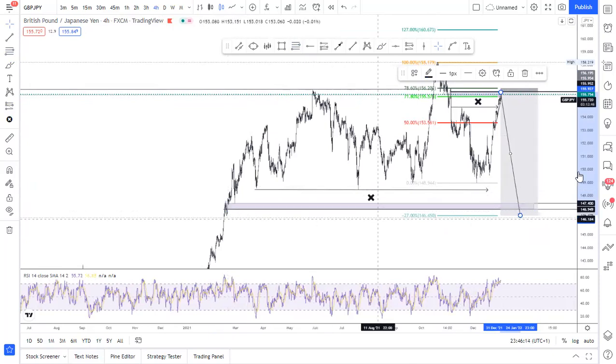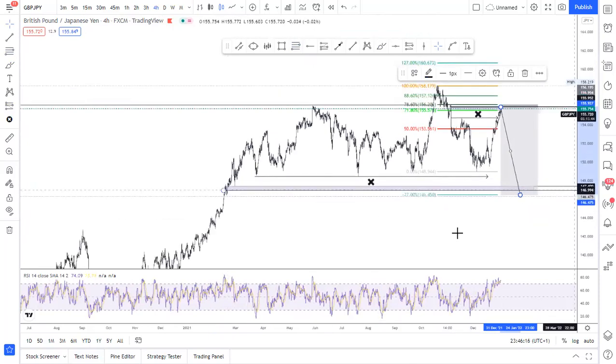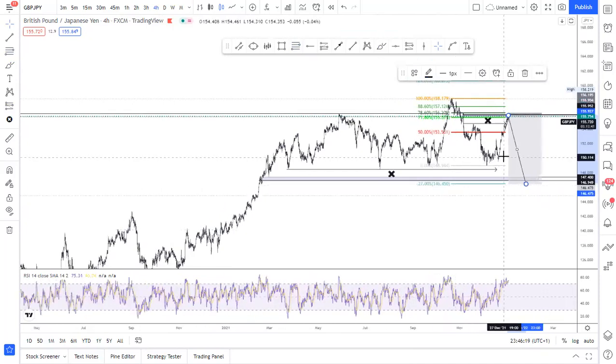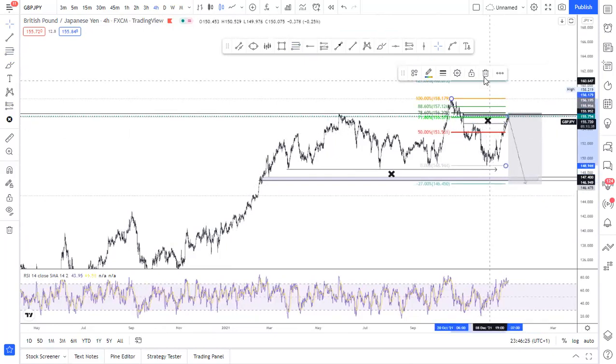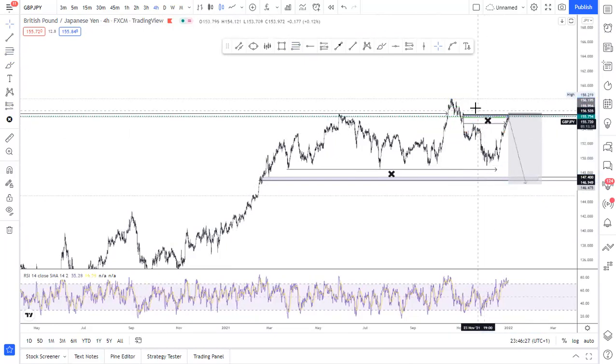Of course, it can go lower. It's very possible for it to go lower. So for GBP/JPY, this is what we are anticipating on the chart. As the week goes by, we're going to get more and more potential trades set up.